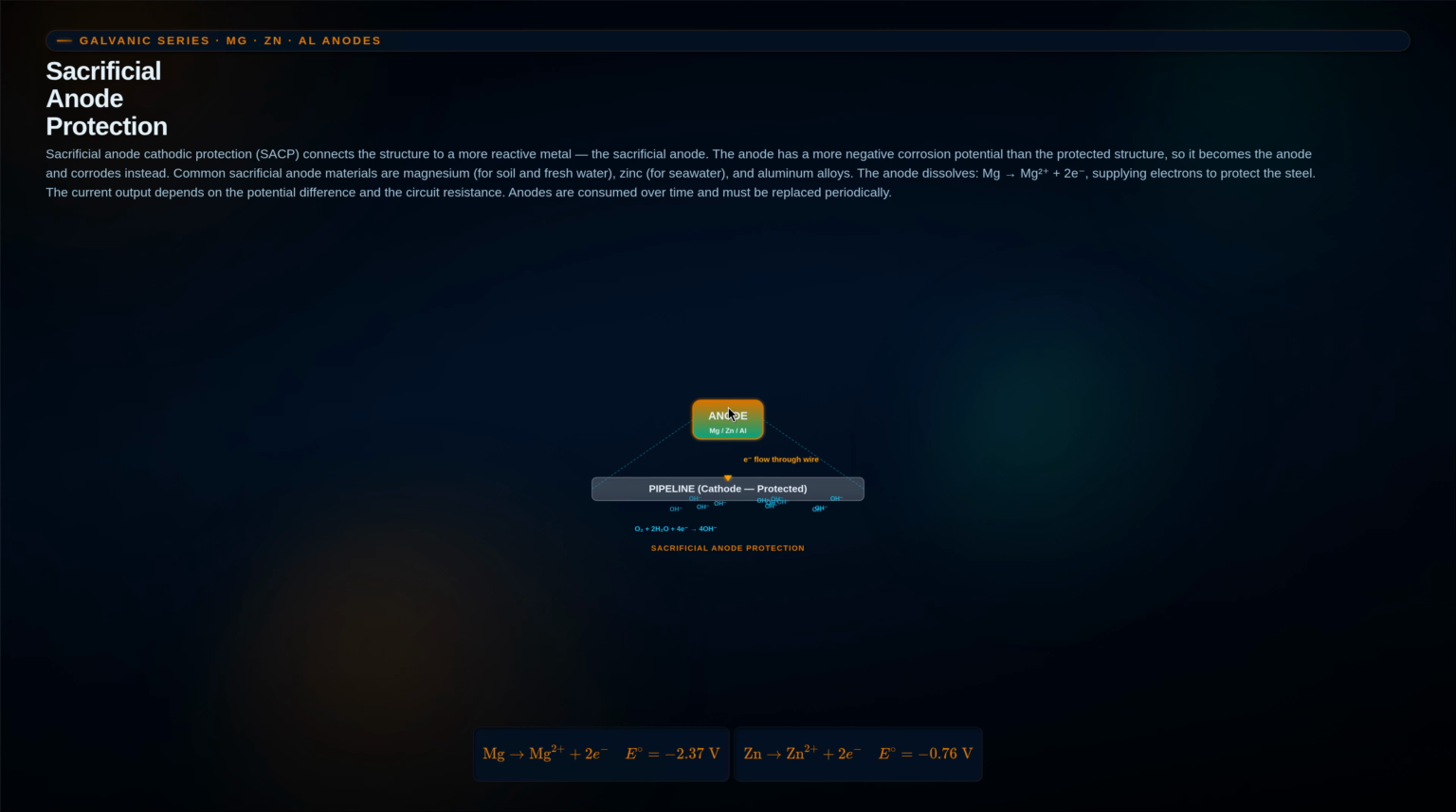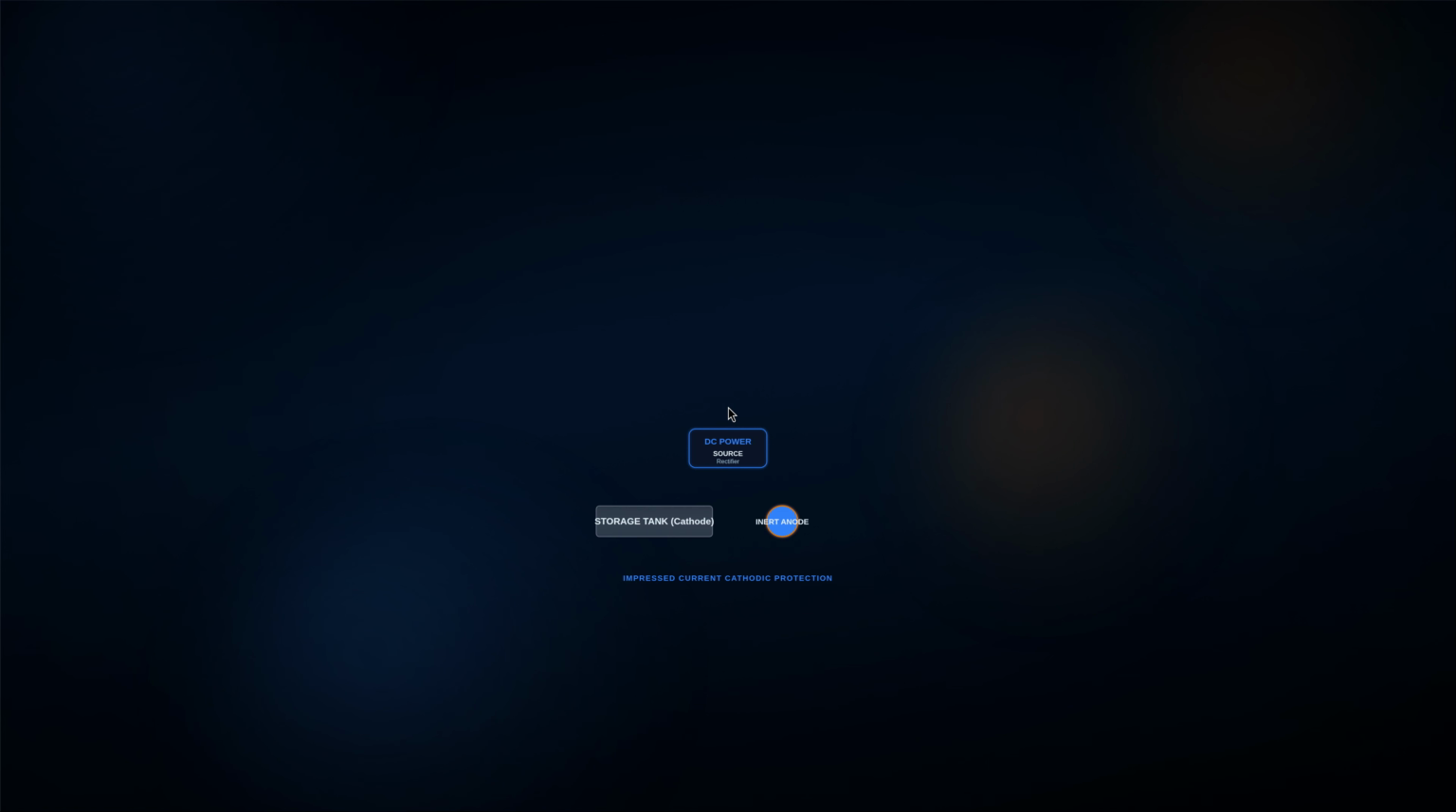The current output depends on the potential difference and the circuit resistance. Anodes are consumed over time and must be replaced periodically.